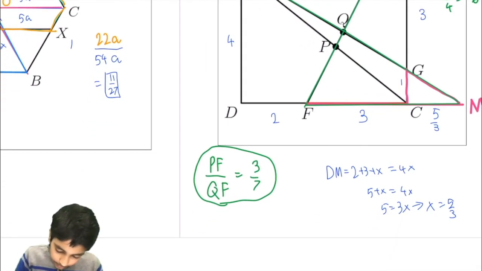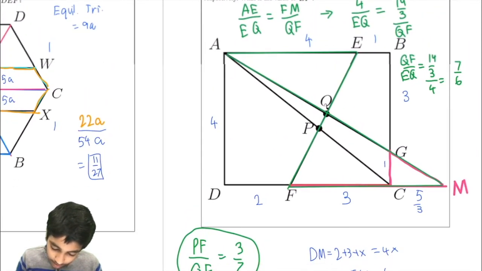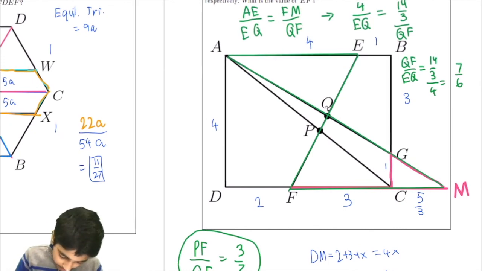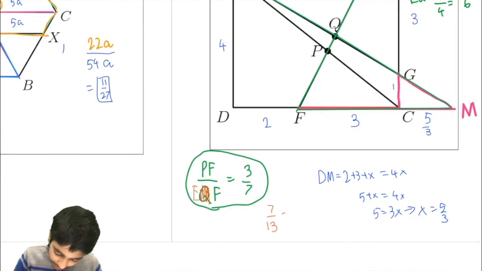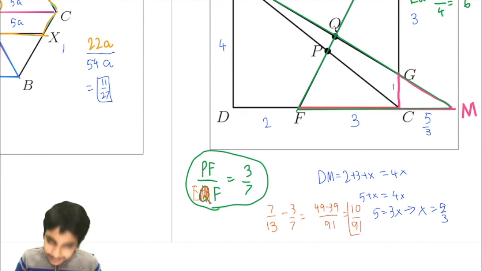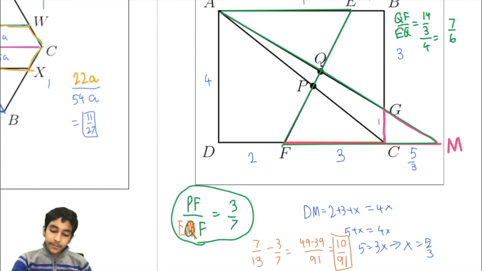So we just do 7 over 13 minus 3/7, which is PF to QF minus PF to EF. So we just do 7 over 13 minus 3/7, which is going to be equal to 49 minus 39 over 91, which is 10 over 91, the answer for this problem. Okay, so now we got our answer of 10 over 91.